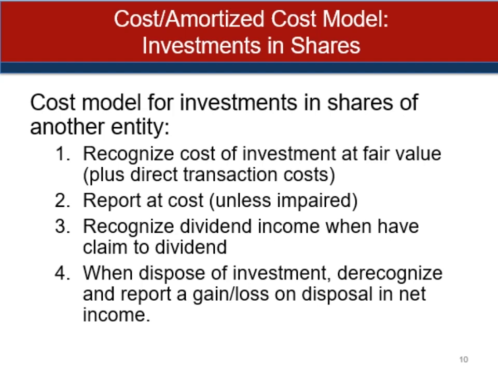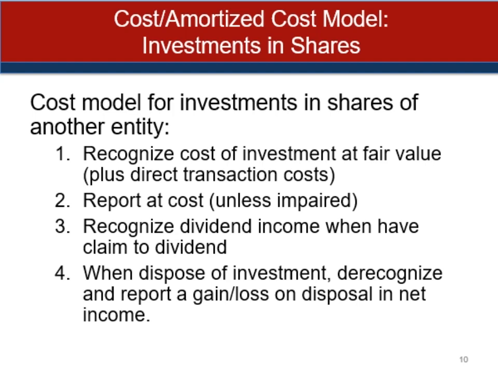Then you would de-recognize the investment, report any gain or loss on disposal in net income, and the gain or loss once again is the difference between the investment's amortized cost at the date of disposal and the proceeds received for the security. Now IFRS requires that the bond premium or discount use the effective interest method, so you would actually have to use your time value of money buttons on your financial calculator to determine that.